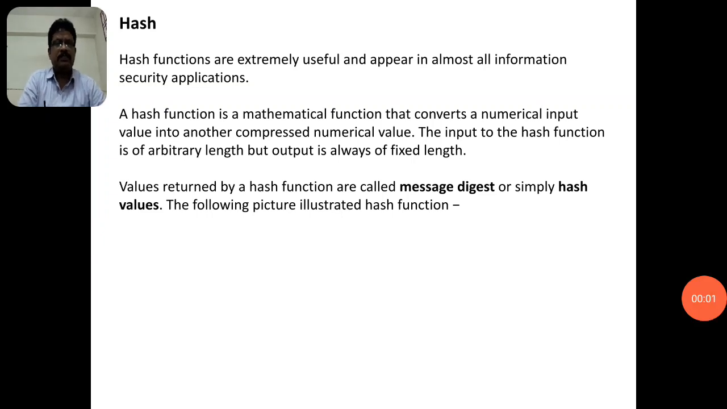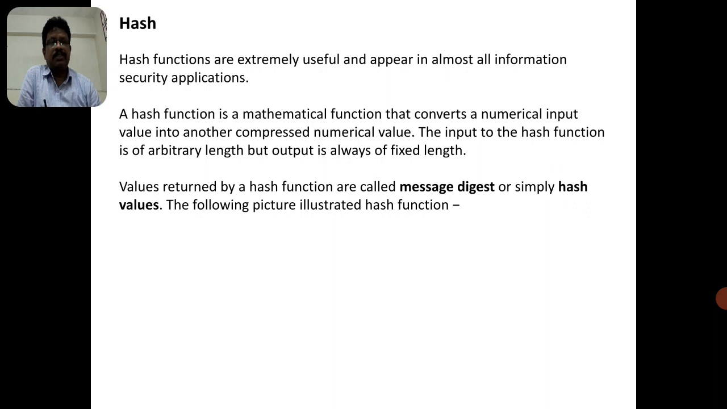Hi students, today I am going to discuss hash functions. In authentication, there are three important functions in cryptography. The first one is the MAC function, the second one is message encryption, and the third one is the hash function. Coming to message encryption, the ciphertext of the entire message produces its authenticator.